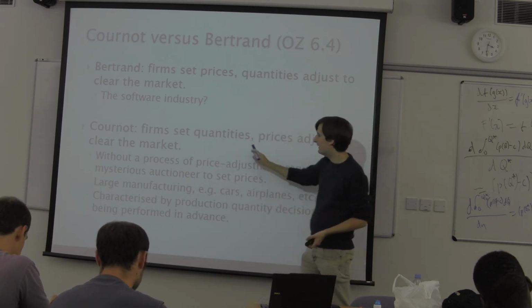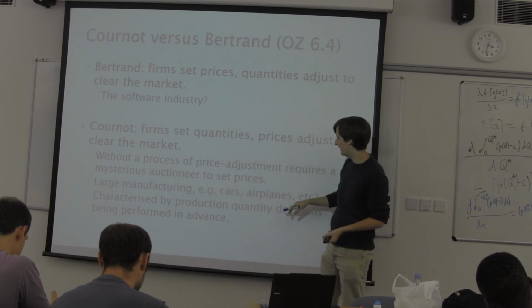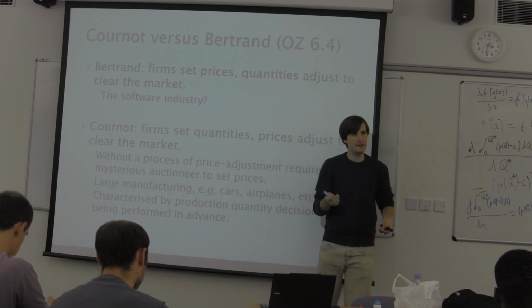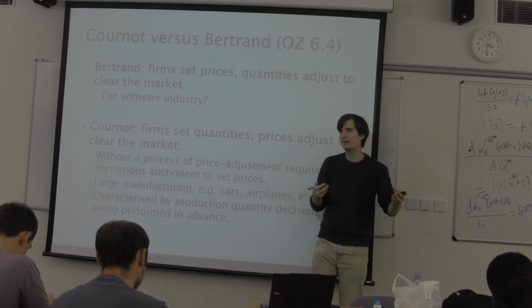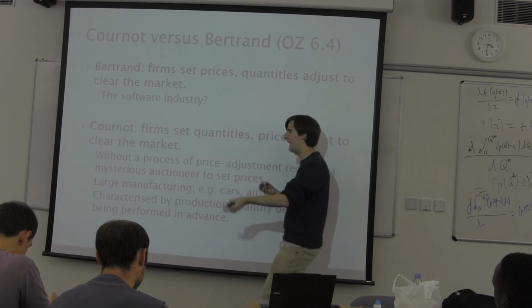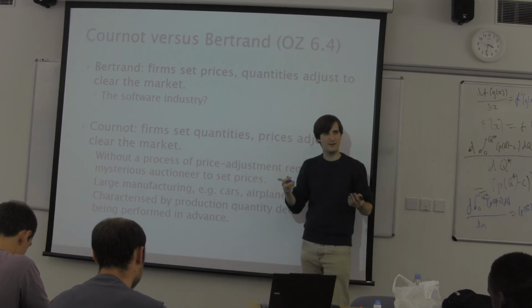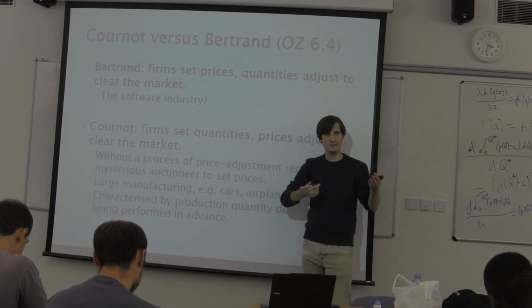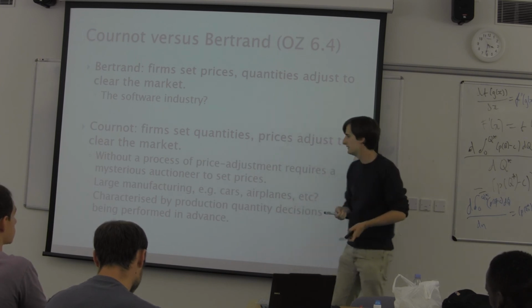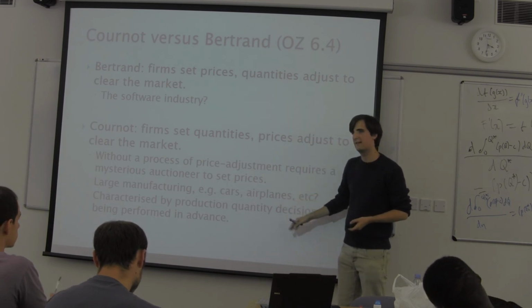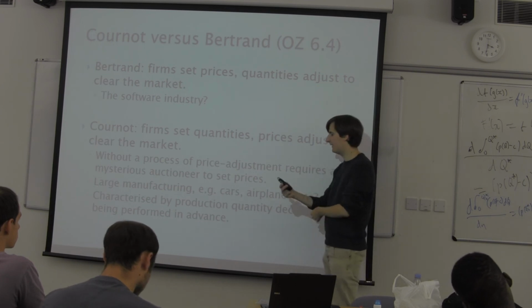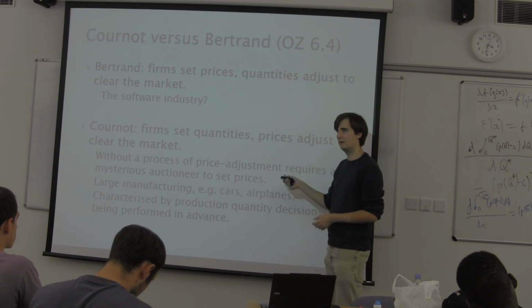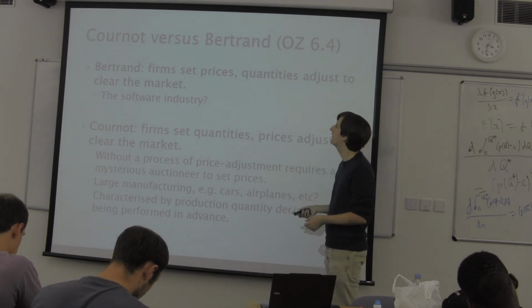So maybe it makes sense for large manufacturing firms like aeroplanes. There aren't many aeroplanes being produced. Boeing and the other one, Airbus, are deciding the quantities they want to produce, and then it's plausible that there's some kind of auction that's determining the prices once they've chosen the quantities. But for other things, it's a bit harder to see how this might work. Okay, so what we're going to see is a model that will generate something like Cournot, but without this mysterious auctioneer setting prices that makes Cournot strange.